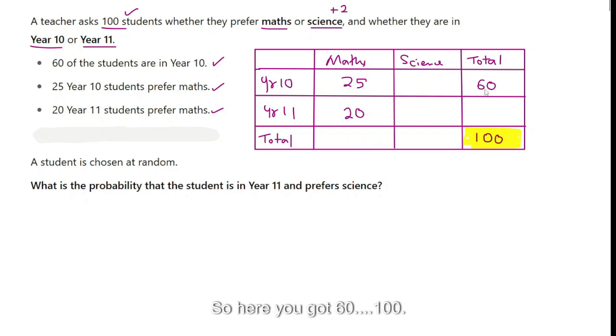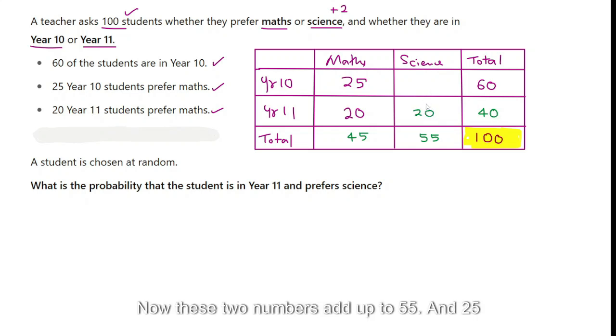So here you got 60, 100, obviously that's 40. 20 add 25 gives me 45. So if that's 45, obviously that should be 55. That's easy. Now you can see these two numbers should add up to 40. So 20 add 20 is 40. Now these two numbers add up to 55. 25 add 35 gives you 60. So all the numbers are okay.